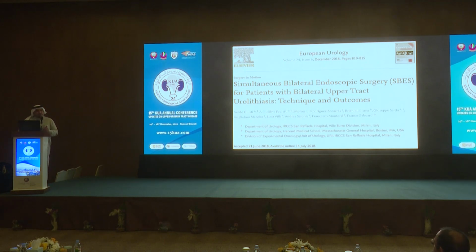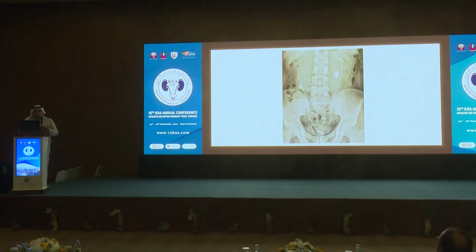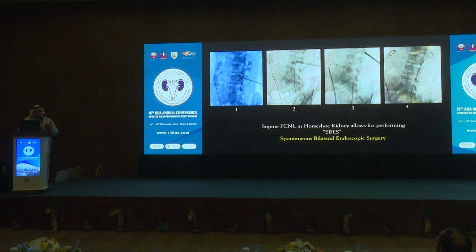Simultaneous bilateral endoscopic surgery is another thing. This procedure was popularized by Guido Giusti et al., which is doing a PCNL on one side and flexible ureteroscopy on the other side simultaneously. This is the position we apply when we do simultaneous bilateral endoscopic surgery or endoscopic combined intrarenal surgery. This is also a case of horseshoe kidney which has bilateral stones. On the left side, we did a mini PCNL, and on the right side, we did flexible ureteroscopy, and the patient was stone-free in one session.